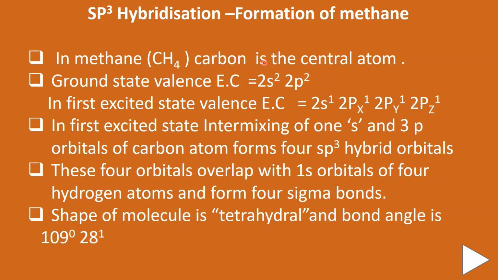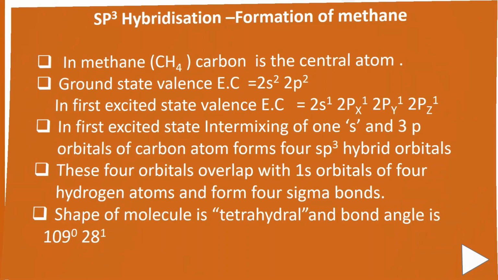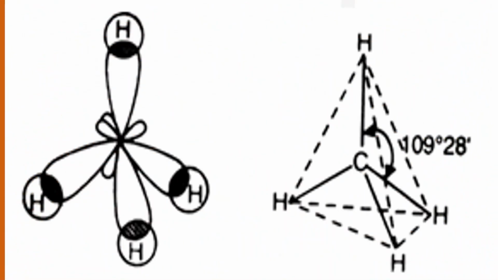In the first excited state, intermixing of 1 s orbital and 3 p orbitals of the carbon atom forms 4 sp3 hybrid orbitals. These 4 orbitals overlap with 1s orbitals of 4 hydrogen atoms and form 4 sigma bonds. The shape of the molecule is tetrahedral and the bond angle is 109 degrees 28 minutes.